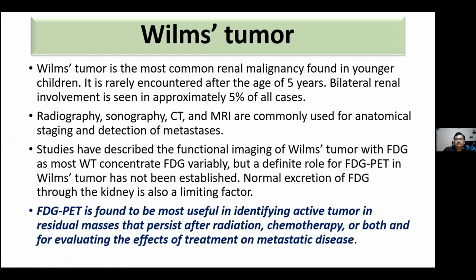Wilms tumor is the most common renal malignancy found in younger children. It is rarely encountered after the age of 5 years. Bilateral renal involvement is seen in 5% of cases. Now, radiography, sonography, CT, MRI are commonly used modalities for imaging.